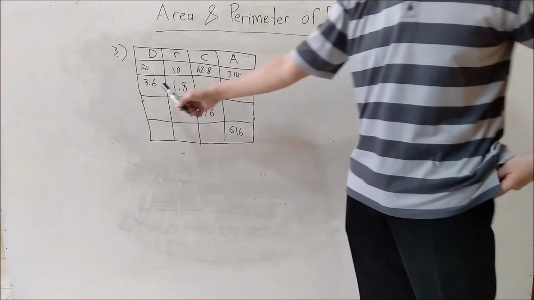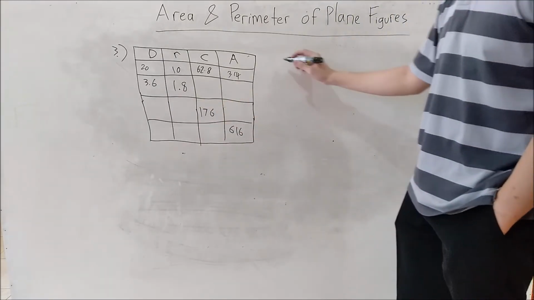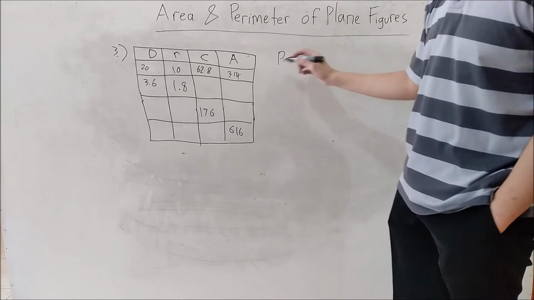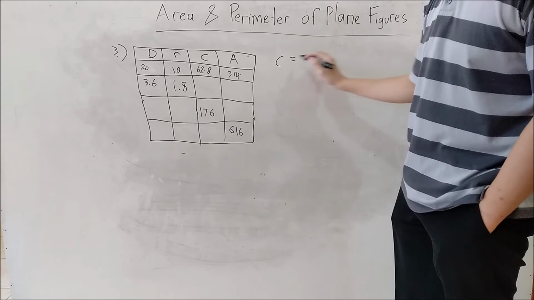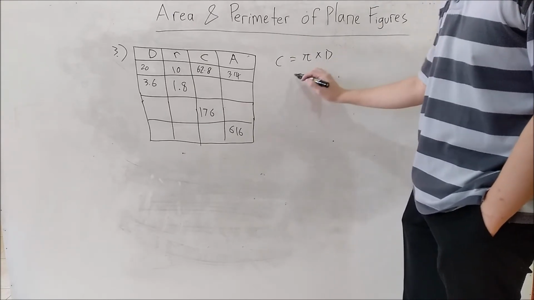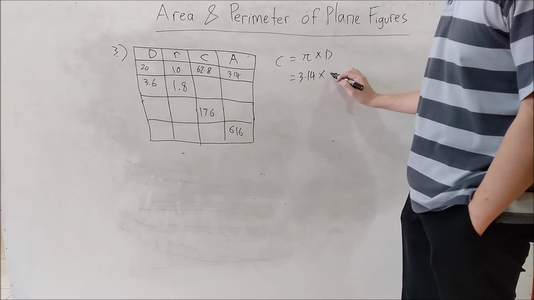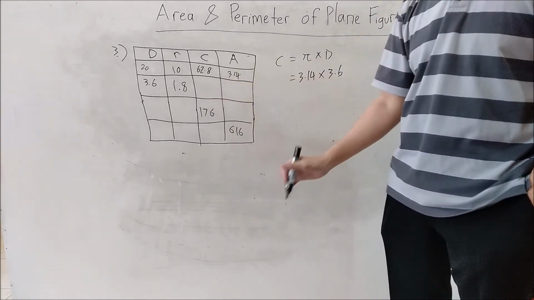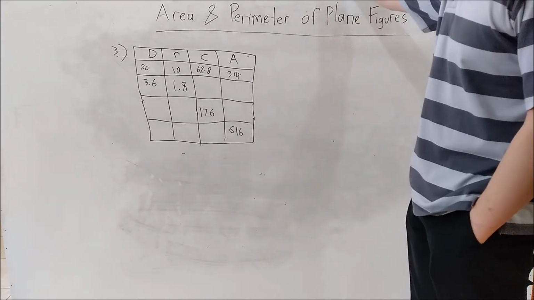Let's continue. If the diameter is 3.6 and the radius is 1.8, it's the same. You will find the perimeter, or the circumference, as pi d, which is 3.14 times 3.6. Then you will get the answer here. Just find it yourself. Just the normal counting should be easy for you.